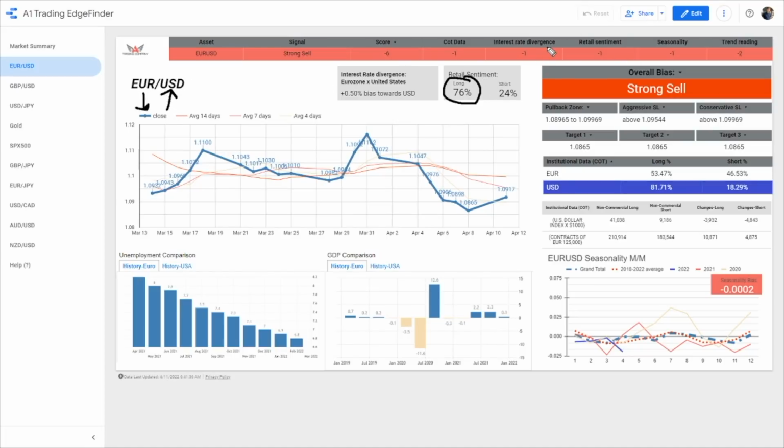None of these by themselves are going to tell me the whole answer, but the components added together, that's where we get the idea behind the EdgeFinder. We find an edge through many metrics.